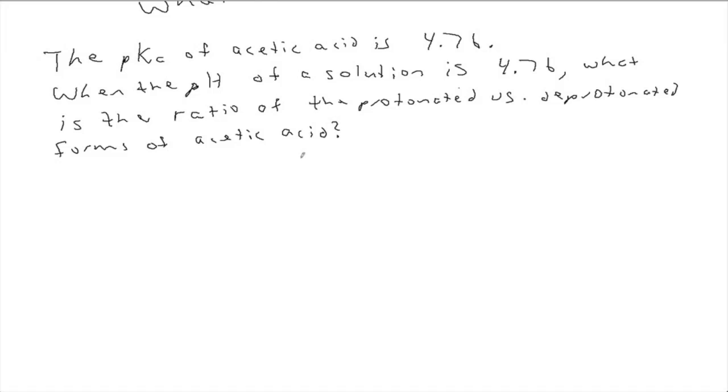Tell me when you have this written down. Okay. Now, do you see this is another problem about a buffer? Because we're going to have both the protonated and the deprotonated forms of acetic acid. So what's the key equation to use? The key equation is the Henderson-Hasselbalch equation. So what does that equation say? pH is equal to pKa plus the log of the concentration of the conjugate base over the concentration of the acid.